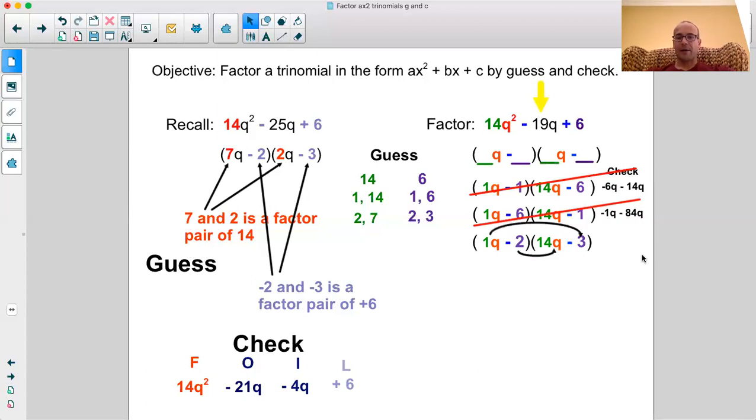And we'll check our outer and our inner again. 3 and 28 this time. That's a 31. 31 is not a 19. That's out. Next, let's go with our 1 and our 14, and this time we'll rearrange the 2 and the 3.